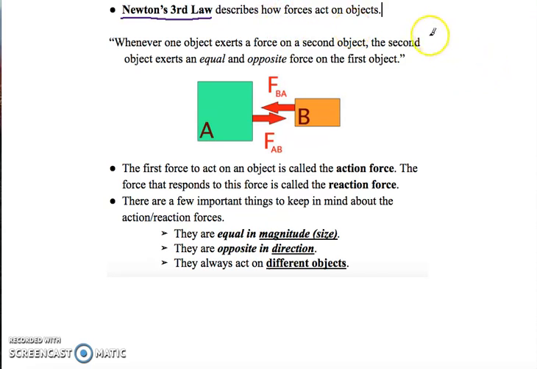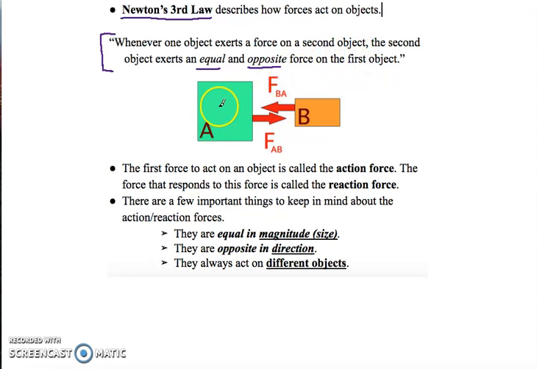So right here is the actual text of the law. This is the way that it's normally phrased. It says that whenever one object exerts a force on a second object, the second object is going to exert an equal and opposite force on the first object.